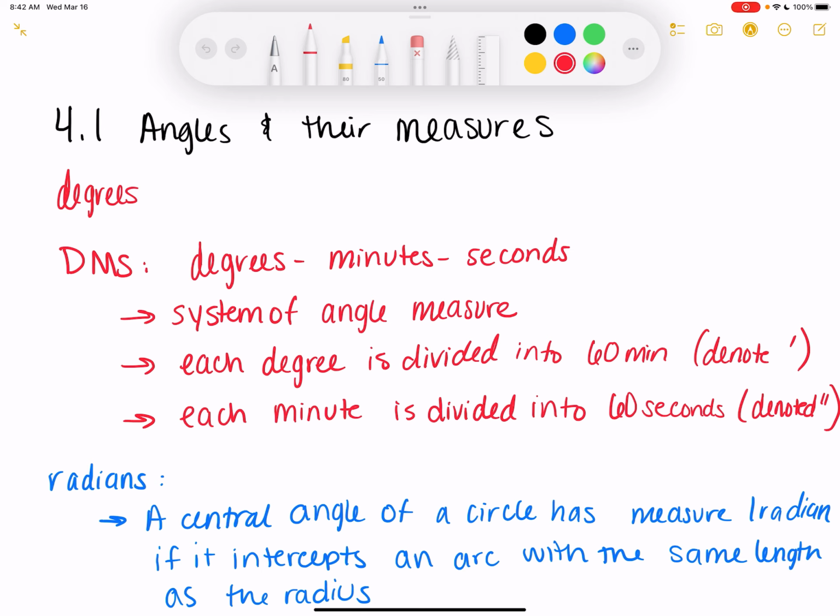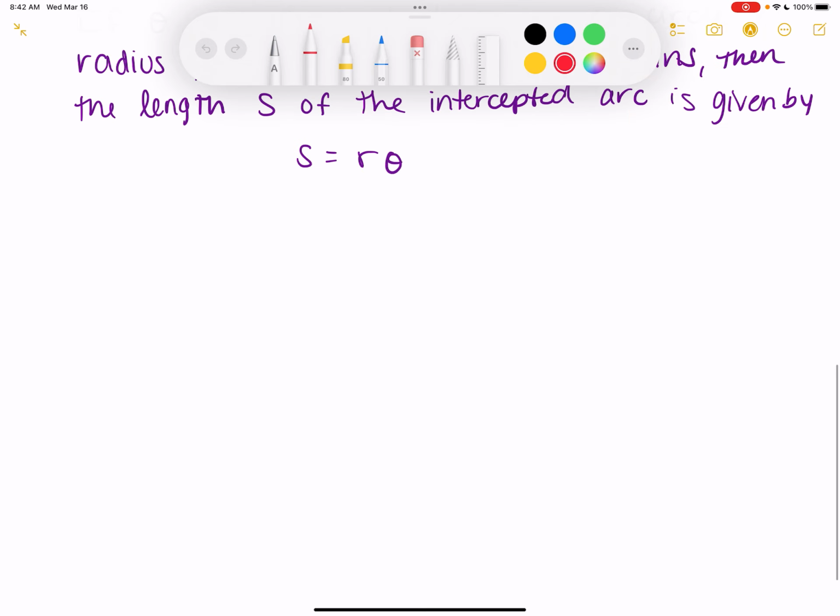Anyway, keep going. We're going to be using that degrees can be divided into 60 minutes and minutes can be divided into 60 seconds. So, examples. Degrees, minutes, seconds to decimal is what we're going to do first. So, let's see, number 2.